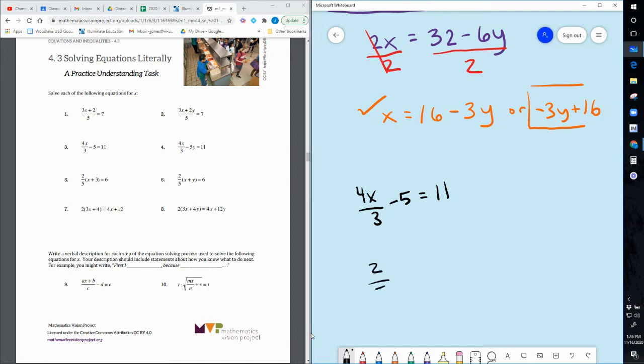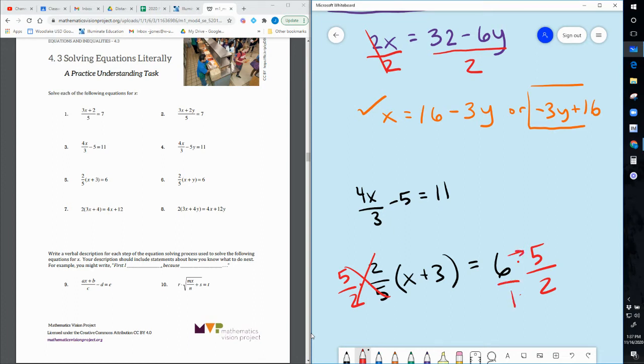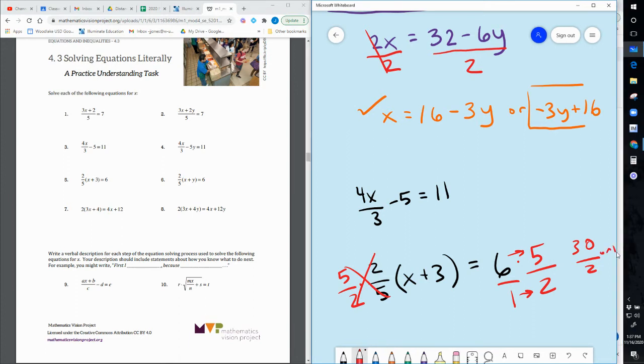The one that looks like this, how do you get rid of multiplying by a fraction? I'll start this process for you. You multiply by its reciprocal. So this would all cancel out. And you multiply fractions by going straight across. So this side turns into 30 halves, or 15. Can't write 15, I ran out of room, but you guys get the picture.